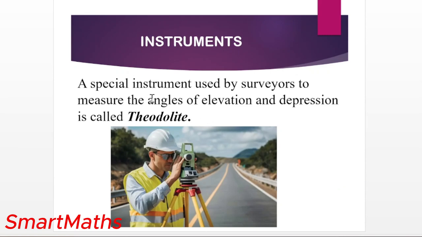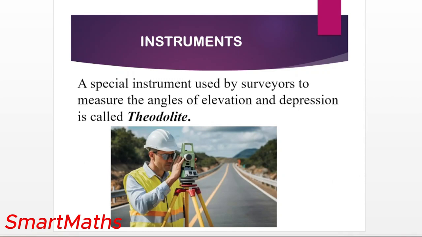The instrument we use to measure the angle of elevation and depression is what we call a theodolite. Surveyors use this a lot. You must have seen this object before. I've seen some people at the roadside using this instrument. So the instrument is called a theodolite. They use it to measure the angle of elevation and depression and some other things. So this is the instrument of surveyors.